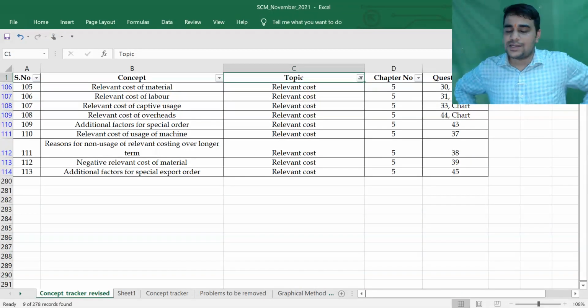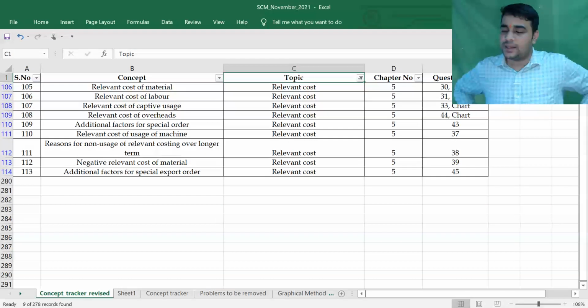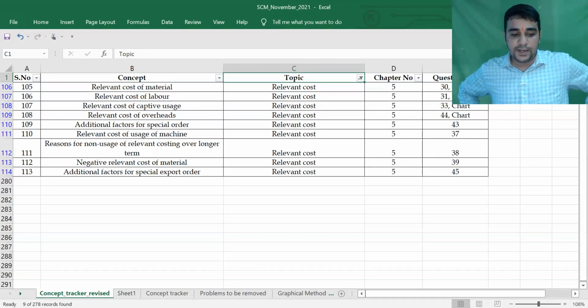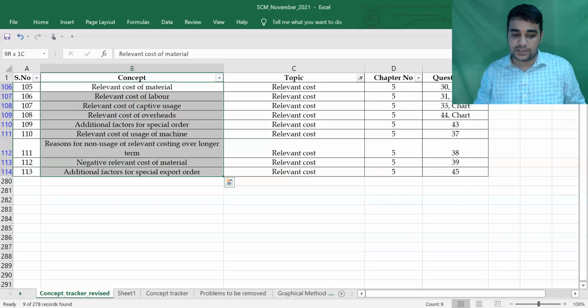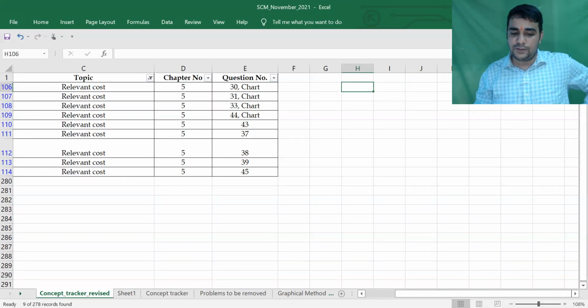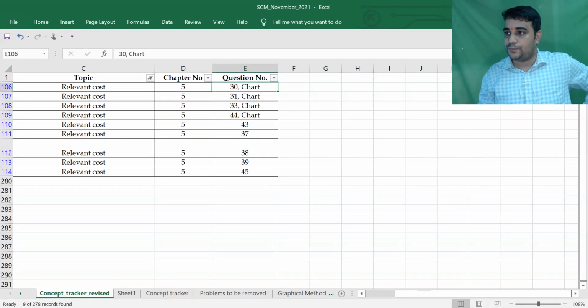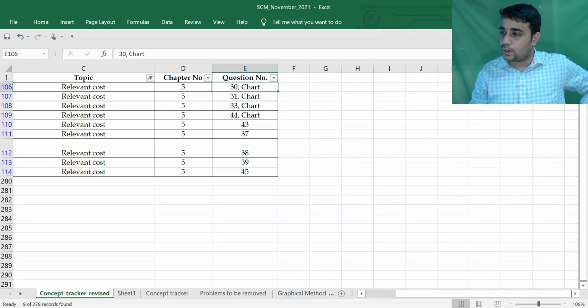There's something called a concept tracker. I would be giving it to you. In the previous batch I used to do it in the class, but I'll not do it in the class. I'll give it to you. A concept tracker will basically tell the concepts of that specific chapter. For example, relevant cost. In the previous batch I said these are the core concepts. Relevant cost of material was in question number 30. I'll give you the reference to the question number, which question you'll have to revise. This batch I don't know what question it is.